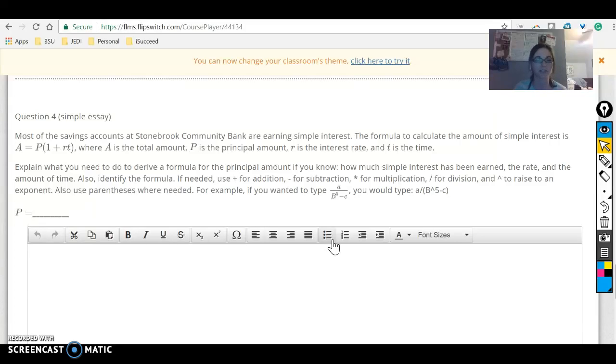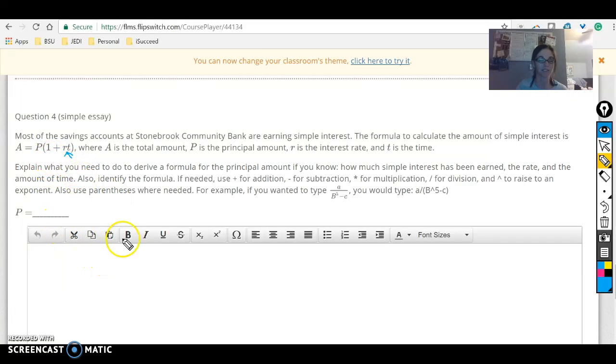Okay, so we're solving for P here, and they're just giving you some hints on how to type that. So basically this is a problem where we just want to rearrange. So we know how much simple interest has been earned, which is our A value. We know the R value, and we know the T value. So we just need to rearrange this equation right here to solve for P. Okay, well, fortunately, this is actually pretty easy.